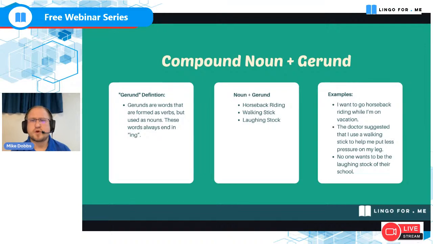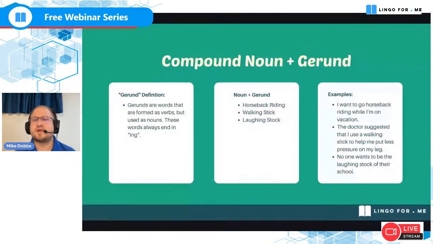And then a few more examples. So we'll use them in sentences now. So we talked about horseback riding. Here we'll say, I want to go horseback riding while I'm on vacation. And with walking stick, the doctor suggested that I use a walking stick to help me put less pressure on my leg. So that's what I was talking about, because you can push down with your arm so you don't have to put as much pressure on your knees.